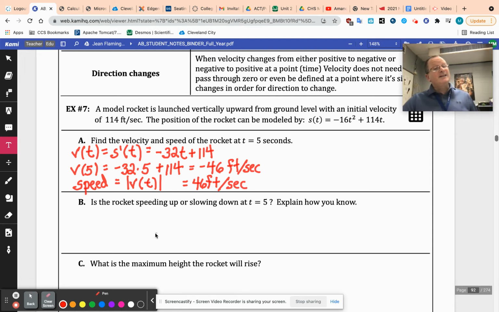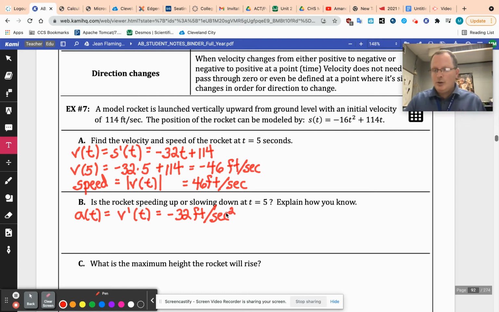All right, is the rocket speeding up or slowing down at t equals 5? Well, we know then that the velocity is negative. We just now need to find out about the acceleration. So the acceleration is the derivative of velocity, and in this case is negative also. So negative 32 feet per second squared. Feet per second per second.